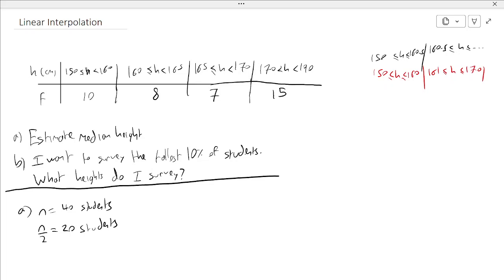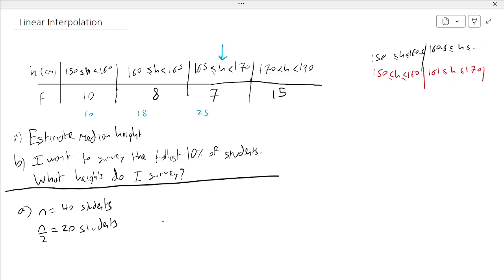So which class will student number 20 be in? Well, the first 10 students are in that first class. You can even do cumulative figures down here if you want. Then the next 8 are 18 students, and the next 7 are 25 students. So student number 20 is in this class here between 165 and 170. What you're going to want to do is zoom in on that class.